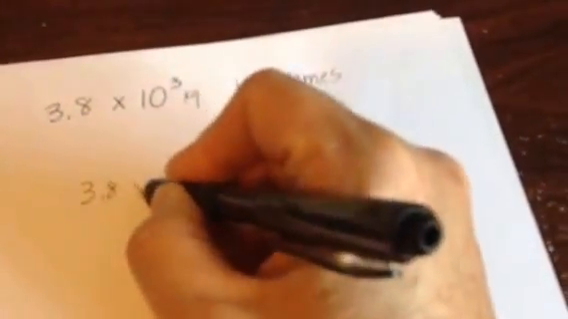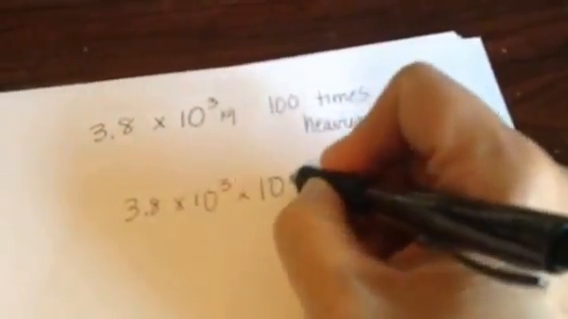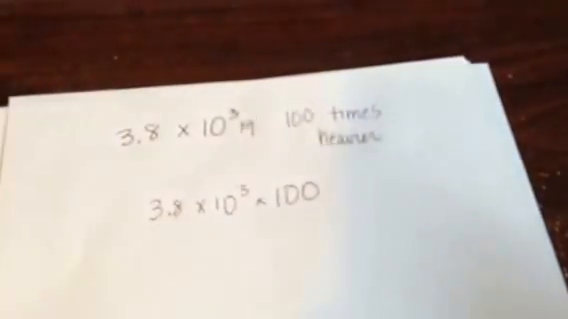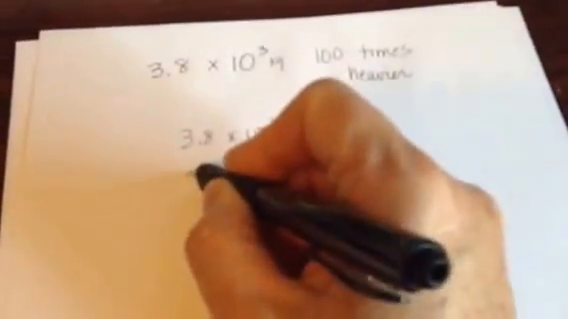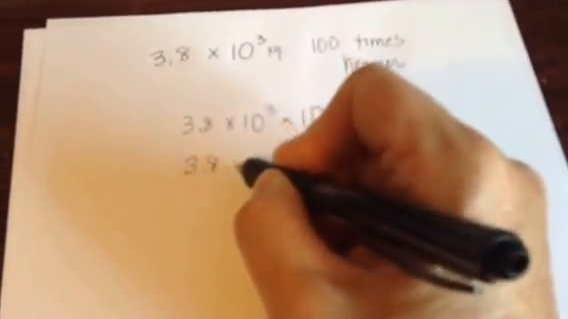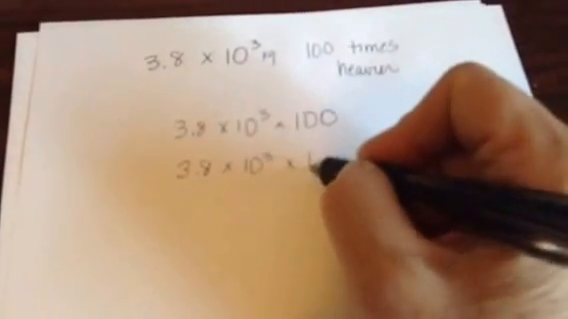Alright, so can I just take this and multiply it by 100? Would that work? Well, absolutely it would work. But what's another way we can make something 100 times bigger? Well, could I multiply it, instead of by 100, by 10 to the second power?